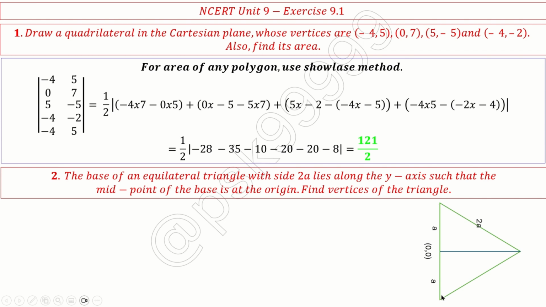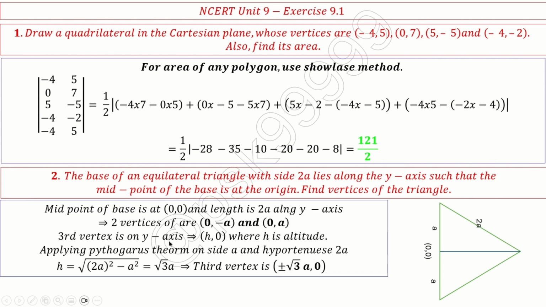And it's an equilateral triangle. So one side is 2a, so the other two sides are also 2a. I need to find the vertices of the triangle. If this is 0 comma a, this is nothing but a comma 0, this is minus a comma 0. What will be this one, correct? Two vertices are 0 comma a and 0 comma minus a. The third vertex is on the axis, so I'll get h comma 0.